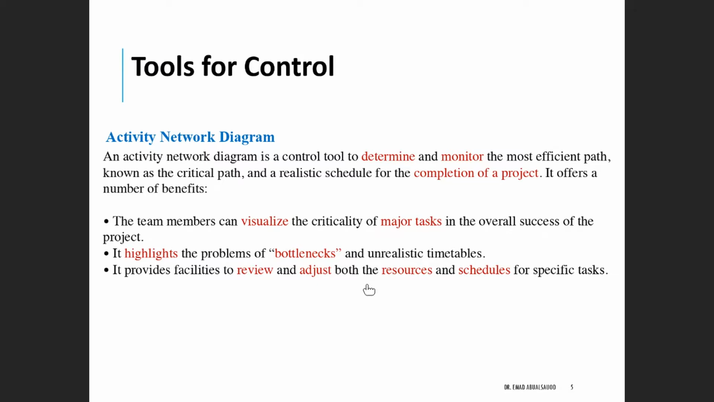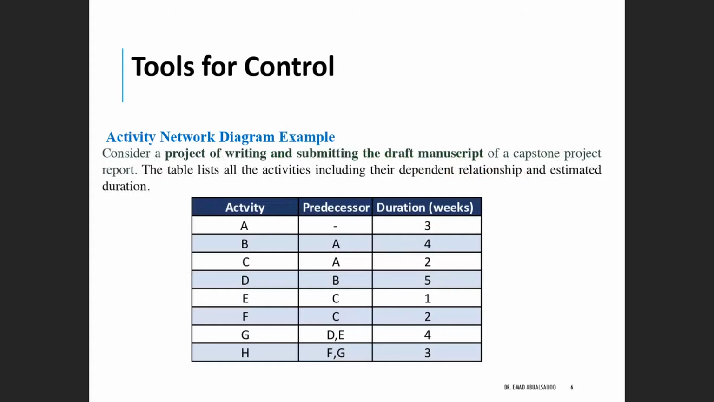It also facilitates review and adjustment of both resources and schedules for specific tasks. So you can think about those tasks that are in a critical position in the sequence, so you can improve their resources to be processed faster, or reduce resources from others that have more than needed, where the task doesn't need them. All that can be done visually, and this is the good thing about it. Maybe the example will give you an idea how this looks and how we can implement the activity network diagram.